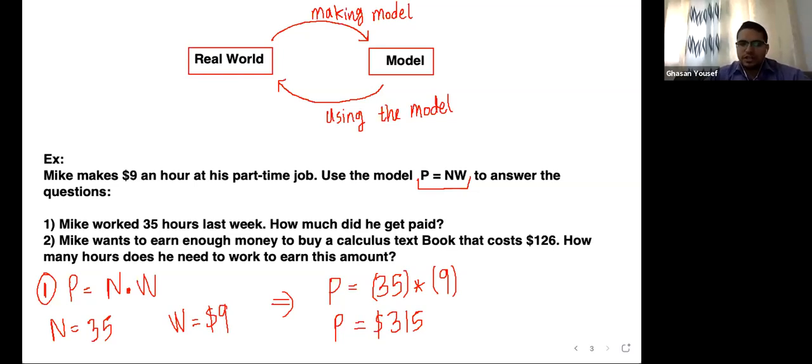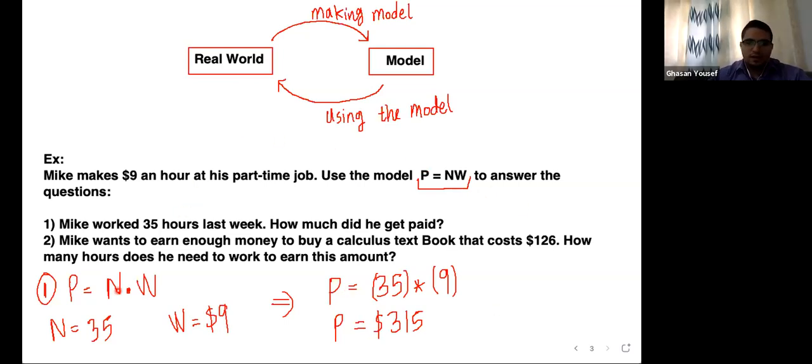So we actually change all the numbers to letters N and W. So we go to the model, look up. We go from the real world to the model. Then after we get the answer in the model, we go back to our real world. So here after I get the answer 315, I go back to my real world. I say, oh, I get paid $315 this week because I worked 35 hours, and I get paid $9 per hour. So I get paid 315.